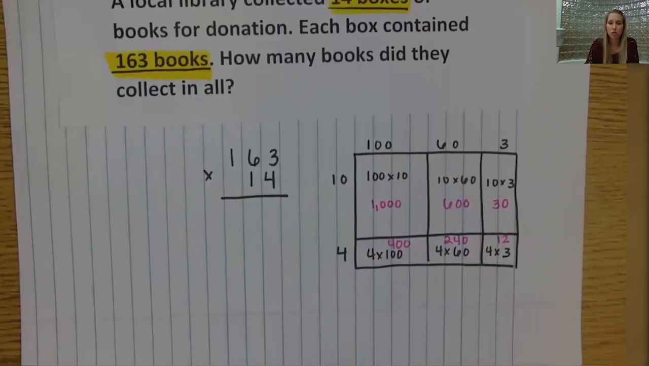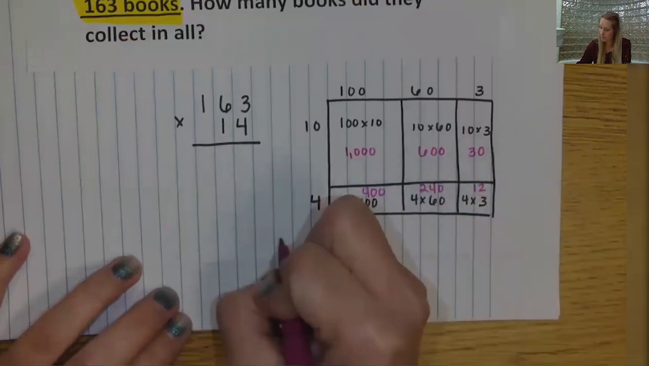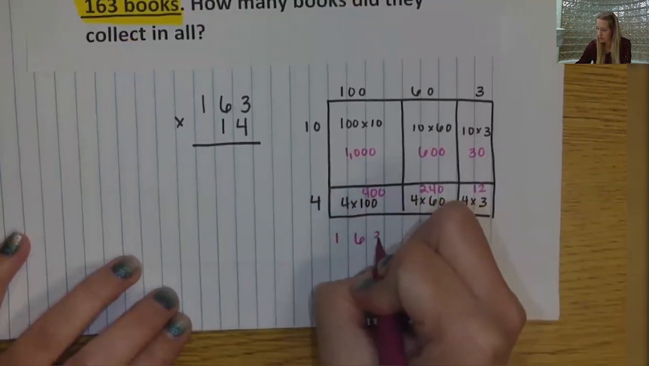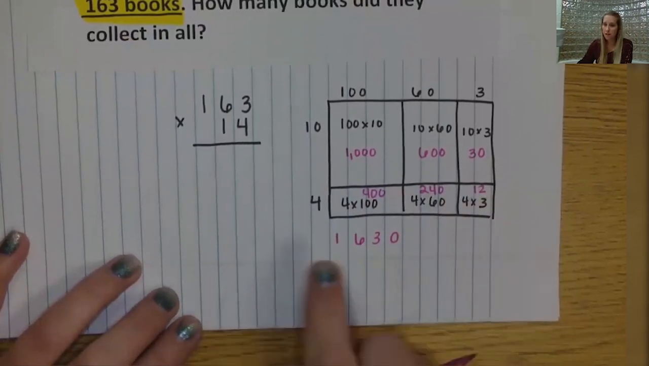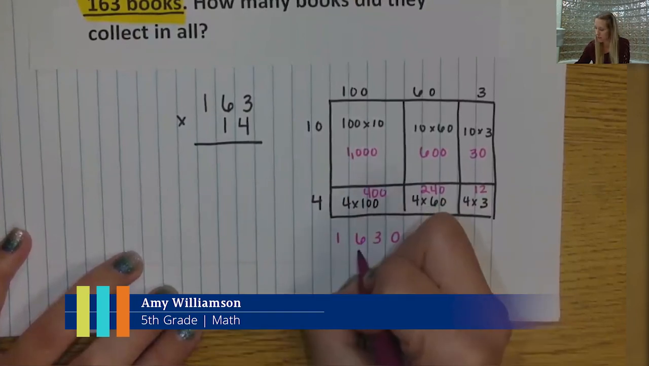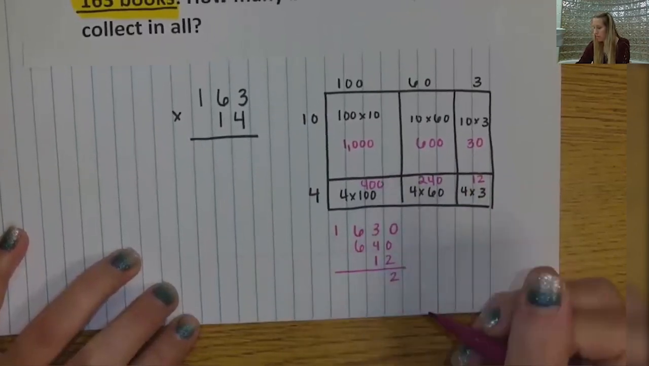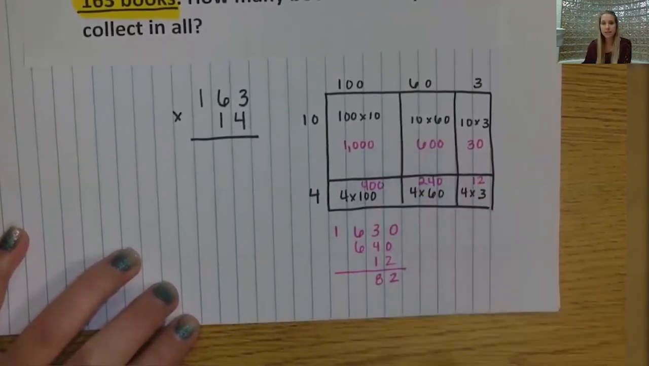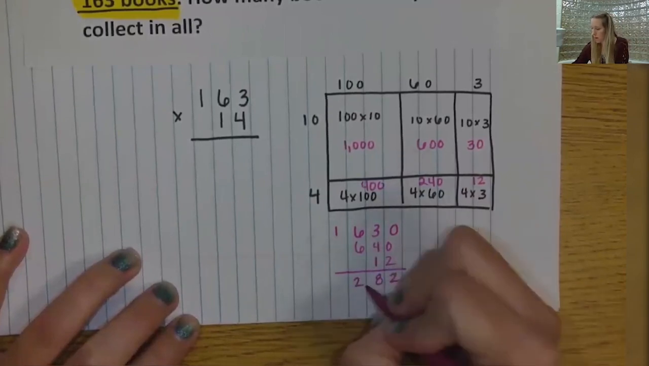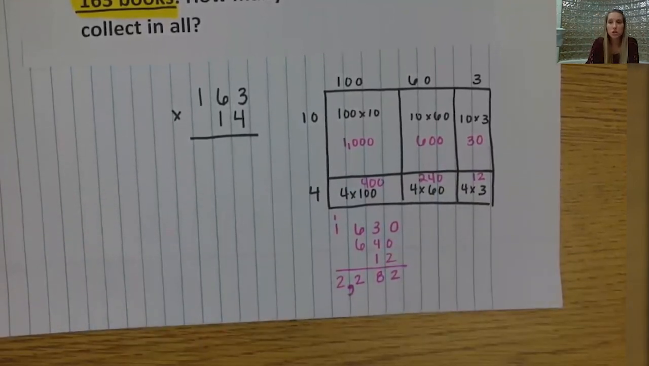So what do we do with our partial products to get our total? We add them. So let's do that. Let's line them up. 1,630. We took care of our first 3. 400 plus 200 is 600, plus 40 is 640, and then plus the 12. 3 plus 4 is 7, plus 1 is 8. 6 plus 6 is 12. Regroup a 1. 2,282. So the library collected 2,282 books.